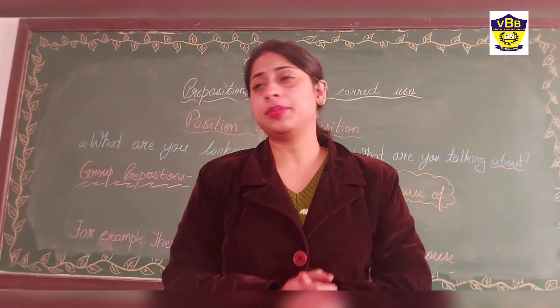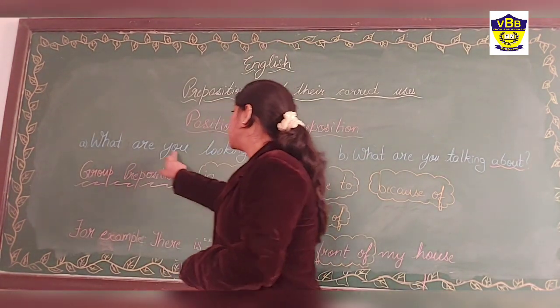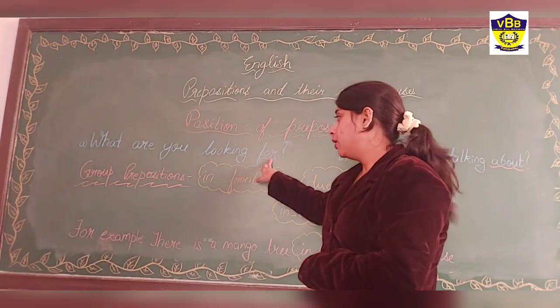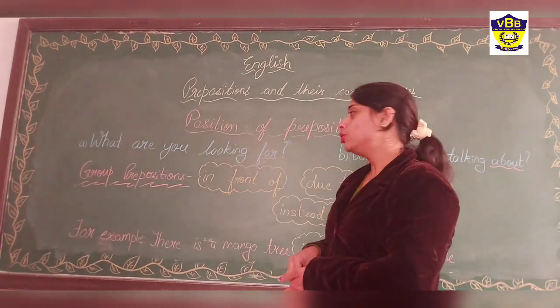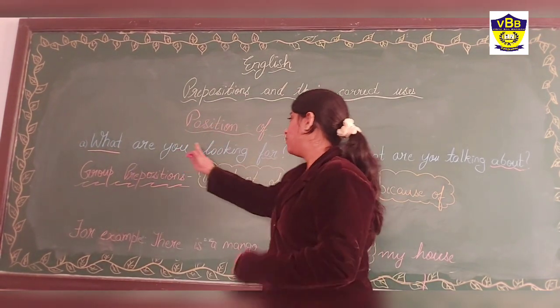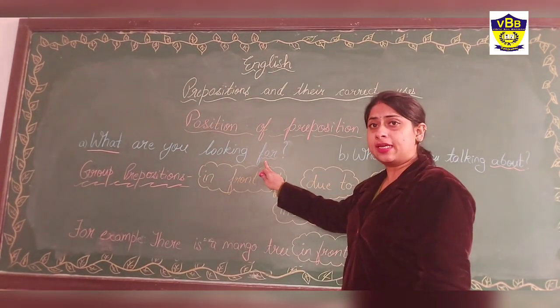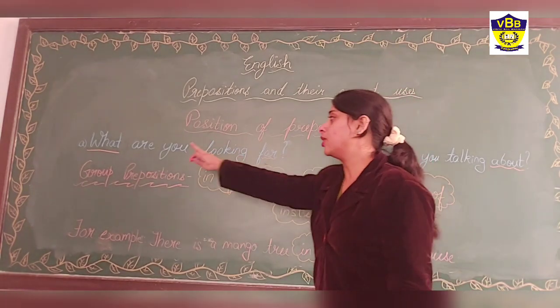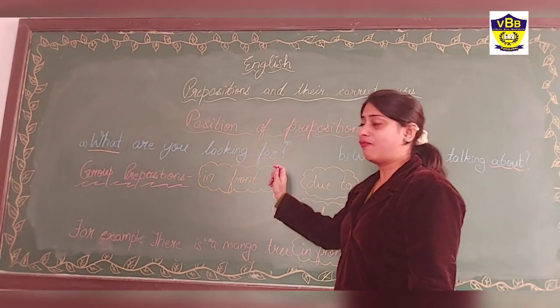Let's see one example here. What are you looking for? Here we have used what, which is an object, and we have used a preposition at the end because the object is the question word. What are you looking for?